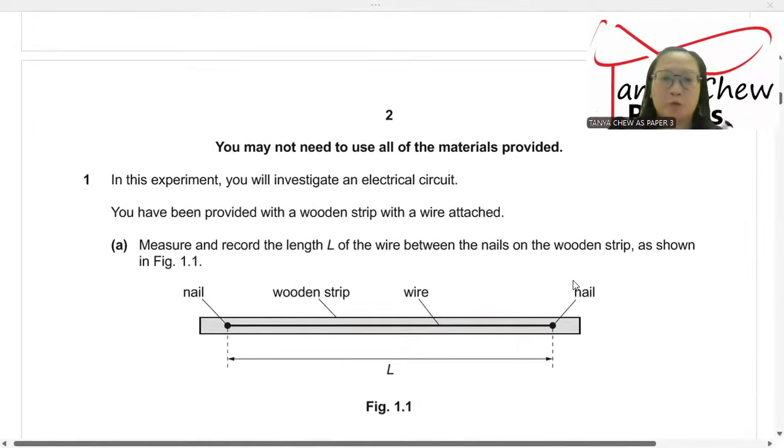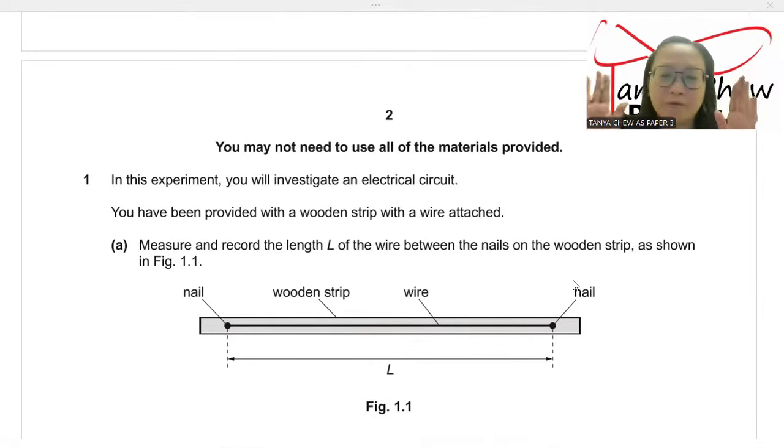Now, first question. Read the instruction. You have to read the instruction very carefully. The instruction stated that you may not need to use all of the materials provided. Just follow whatever they ask you to do. Now, the first question itself.